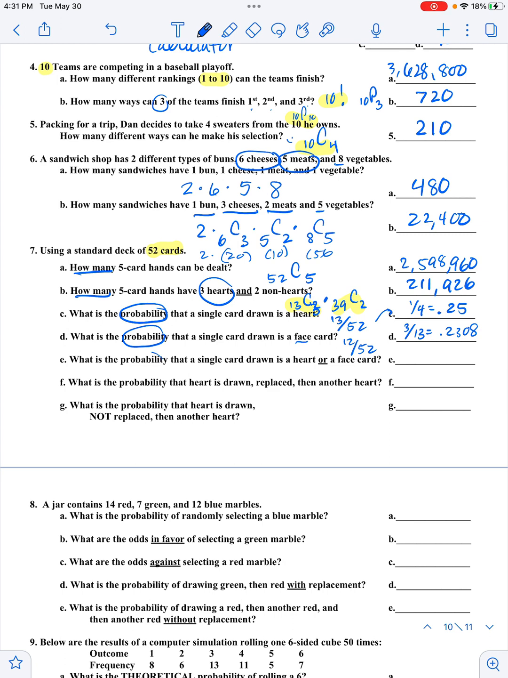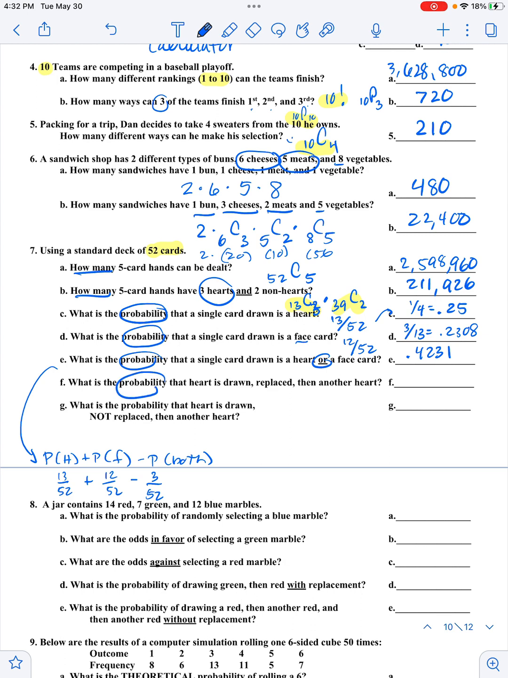Round it off. Okay, probability that a single card is heart or face. Or means probability of the first thing, which is heart, plus the probability of the second, which is face, minus the probability that you're choosing a card that's both. It got counted twice. So 13 out of 52 are hearts. 12 out of 52 are face cards. But 3 cards are both hearts and face cards, so I counted them twice, and they need to be subtracted. And so when I did that for part E, I got 0.4231.